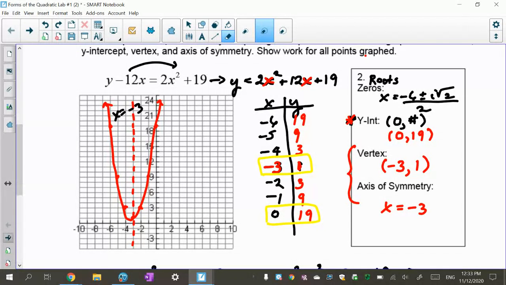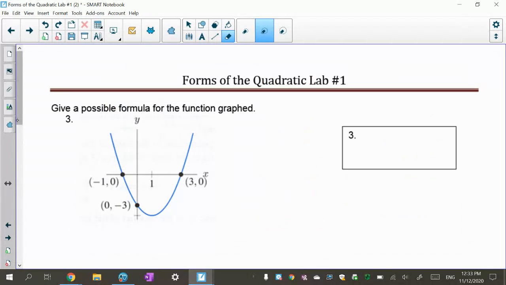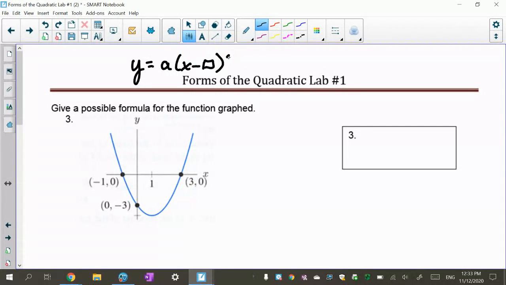I just want to make sure also that if you look at the rest of this, 3, 4, and 5, it says give a possible formula. The 2 that you're going to choose from again are your zeros formula, and the other one is your vertex formula. Okay, so you have to look and see what they gave you. Don't make up points. So if I look at this first one here, they gave me the zeros. I'm going to use the zeros formula.